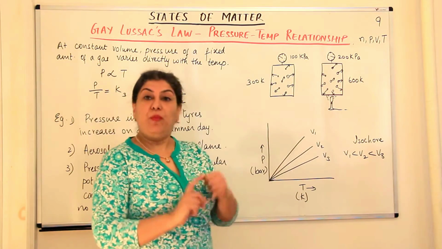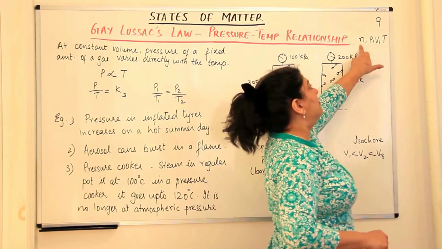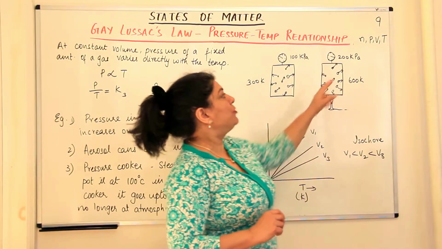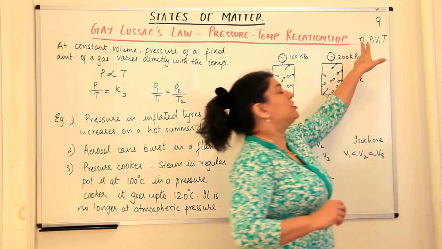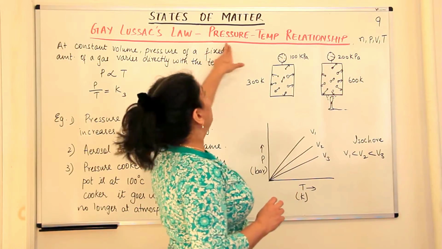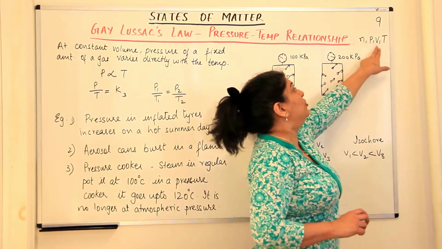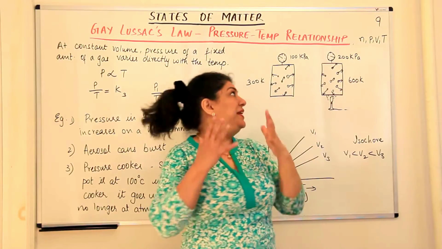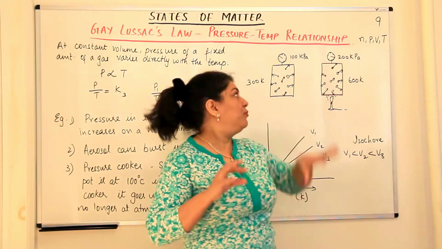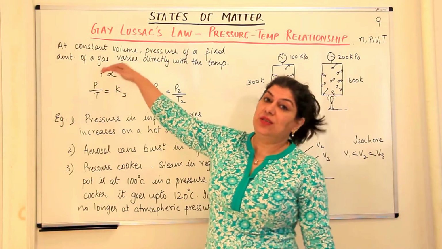In the case of Boyle's law, the relationship was between pressure and volume because number of moles and temperature were constant. For Charles' law, the relationship was between the volume and temperature because number of moles and pressure were constant. And in Gay-Lussac's law, we call it the pressure-temperature relationship, which means the number of moles and volume are constant. When number of moles and the volume of a gas are constant, what is the relationship between the pressure and temperature? That is what Gay-Lussac told us.